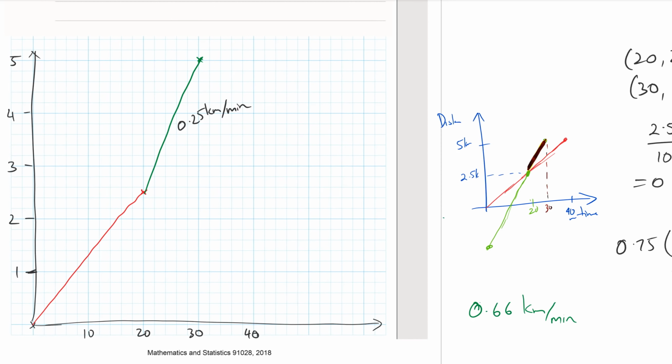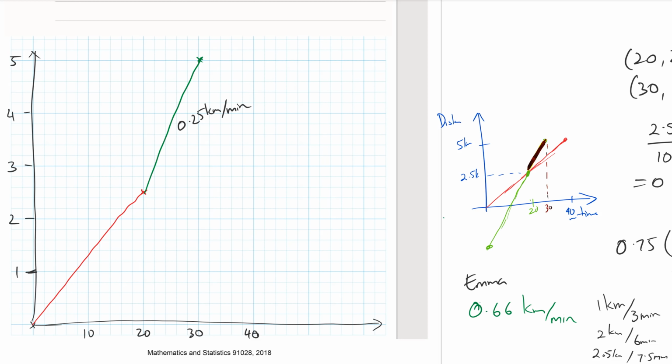So let's see. We know that she's traveling at 0.66 kilometers per minute. Or we can actually say that she's traveling 1 kilometer for every 3 minutes. Okay? So what that means is that you can actually track back. So if it's 1 kilometer for every 3 minutes, then she's actually gone 2 kilometers over 6 minutes, which means 2.5 kilometers is going to take her 7.5 minutes.